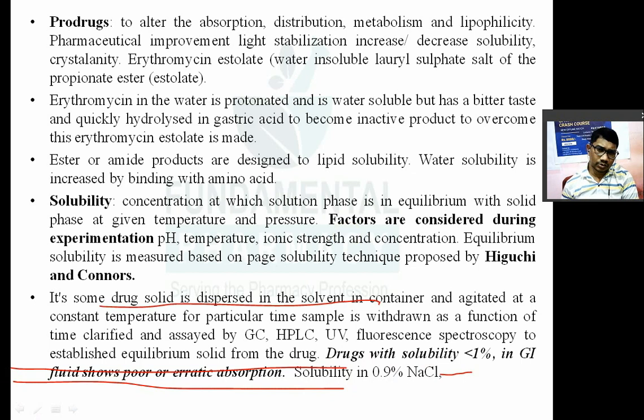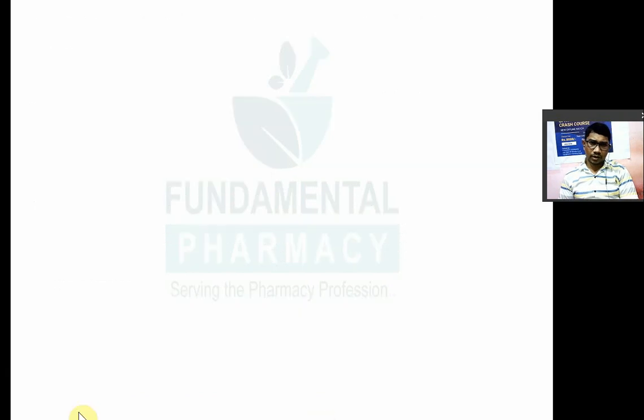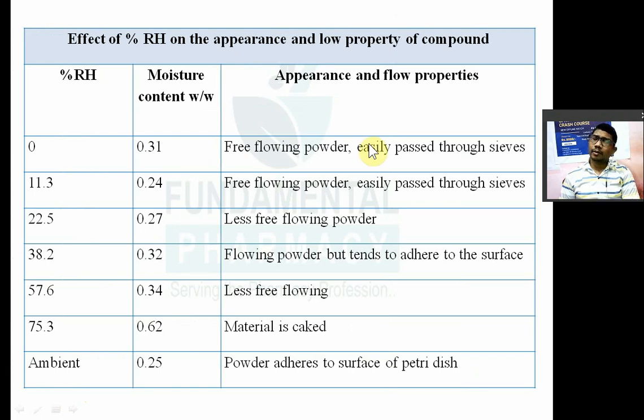How do we do the solubility experiment? Like this: some amount of solid you have dispersed in a solvent container and you have to stir it at a constant temperature, and you have to withdraw samples at a particular interval, and then you have to assay by using gas chromatography, HPLC, UV, fluorescence spectroscopy to establish the equilibrium of the solid form of the drug. Now, if a drug's solubility is less than 1% in GIT fluid, then that drug shows very poor absorption and erratic absorption. How do we measure solubility? By using different solvents, like water, or 0.9% sodium chloride, or organic solvent. Next we will see what is the effect of relative humidity on the appearance and flow properties of powder.